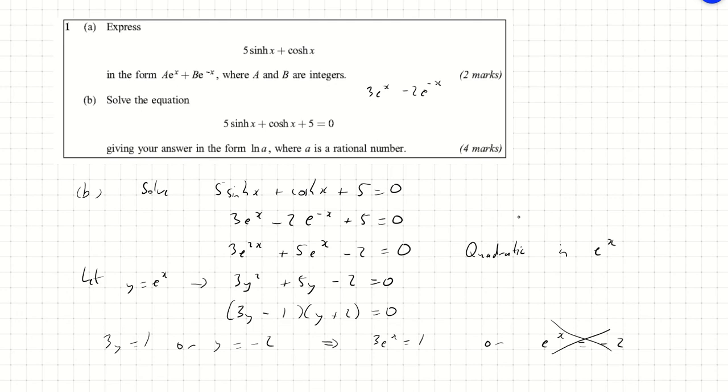So to look at that, I get e to the x is 1/3, so x is, just taking the logs of both sides, x is log 1/3. So that's my only solution. x is the log of 1/3, which is in the correct form as desired by the question.